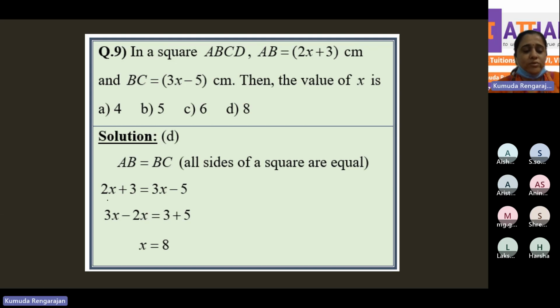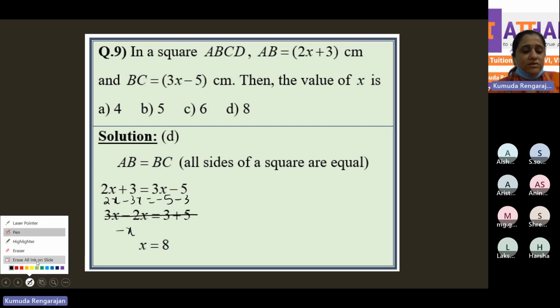So when you solve, suppose you have 2x here. This 3x comes here as minus 3x, and minus 5 minus 3. This is correct. I'm just doing it to know. What you see here is correct.